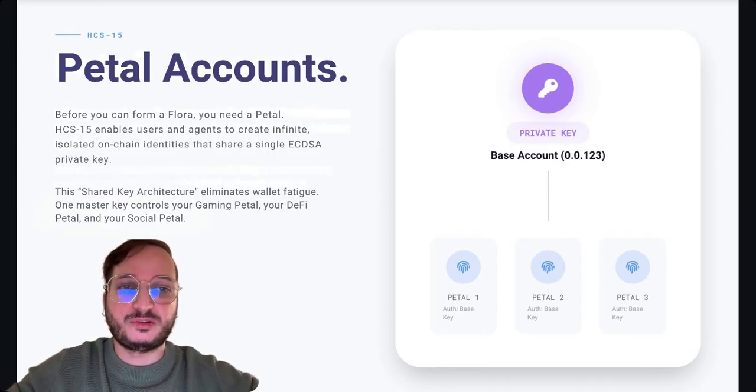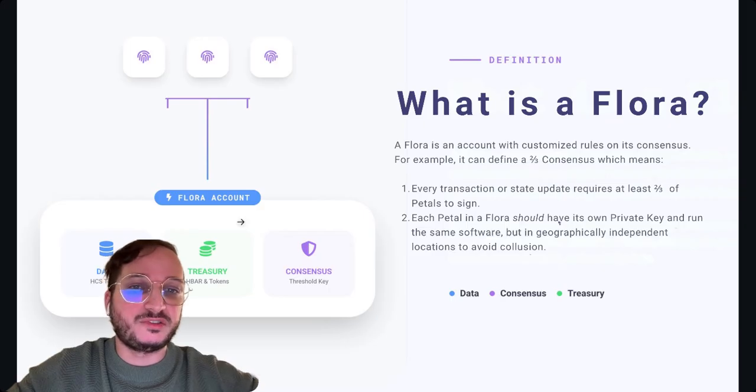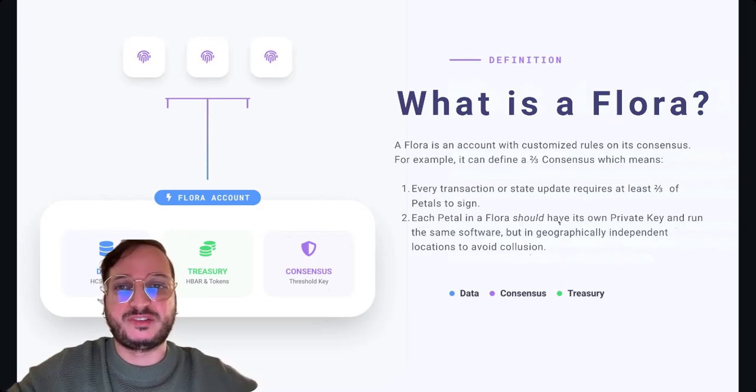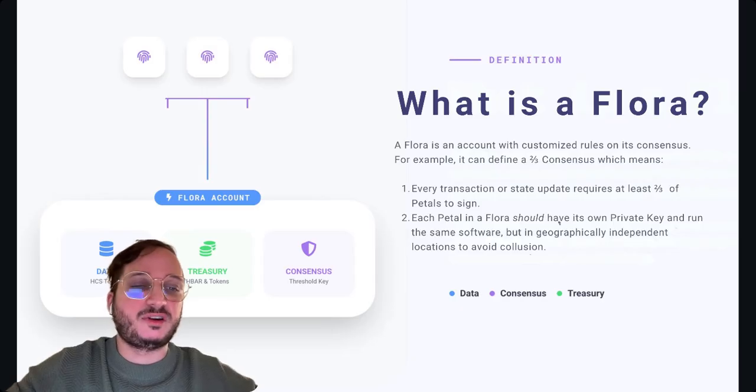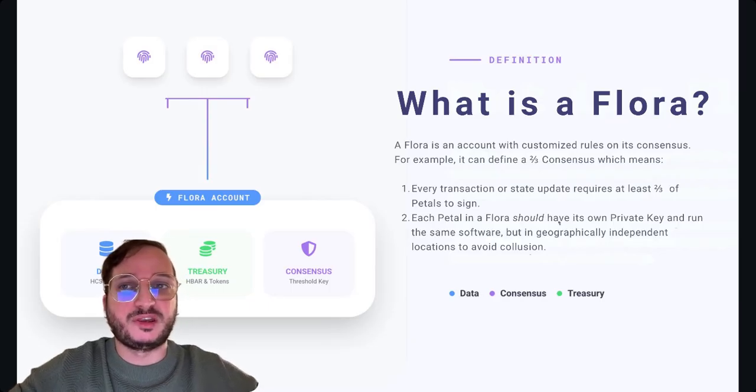Petal accounts are also really important as they tie into the new coordination layer that we're working on called Floras, or in other words, appnets. Appnets is a word that you might have heard before. A Flora is just an account with customized rules on its consensus. So, for example, a Flora can define two of three consensus. And essentially, that means that the Flora's public key is actually a threshold of these rules that you put.